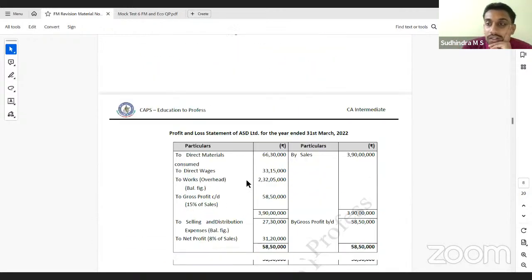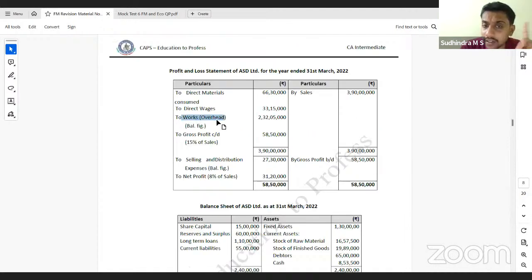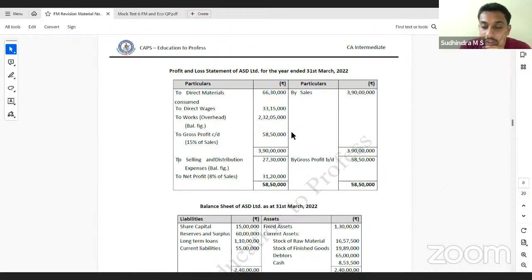Then presentation. Now, after this, we have the profitability statement. Here, works overheads will be the balancing figure. If we have got 232,0500 and S&D expense balancing figure 27,30,000, half mark each. Then the final presentation, bringing all the information, all the details. Complete the presentation. The final statement carries 1 mark.